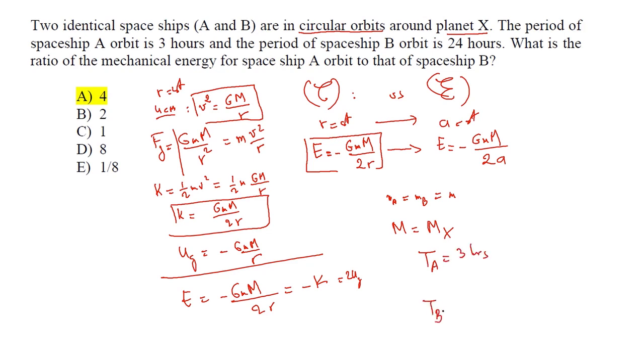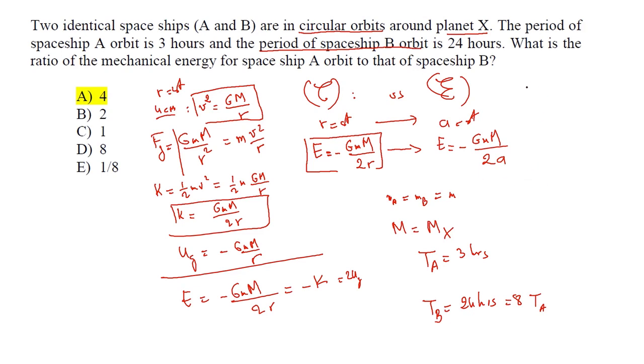And TB is equal to what? 24 hours. I give you this period of spaceship B is 24 hours. So basically it's how many times TA? 8. So now the question is, what is the ratio of the mechanical energy for spaceship A to spaceship B?